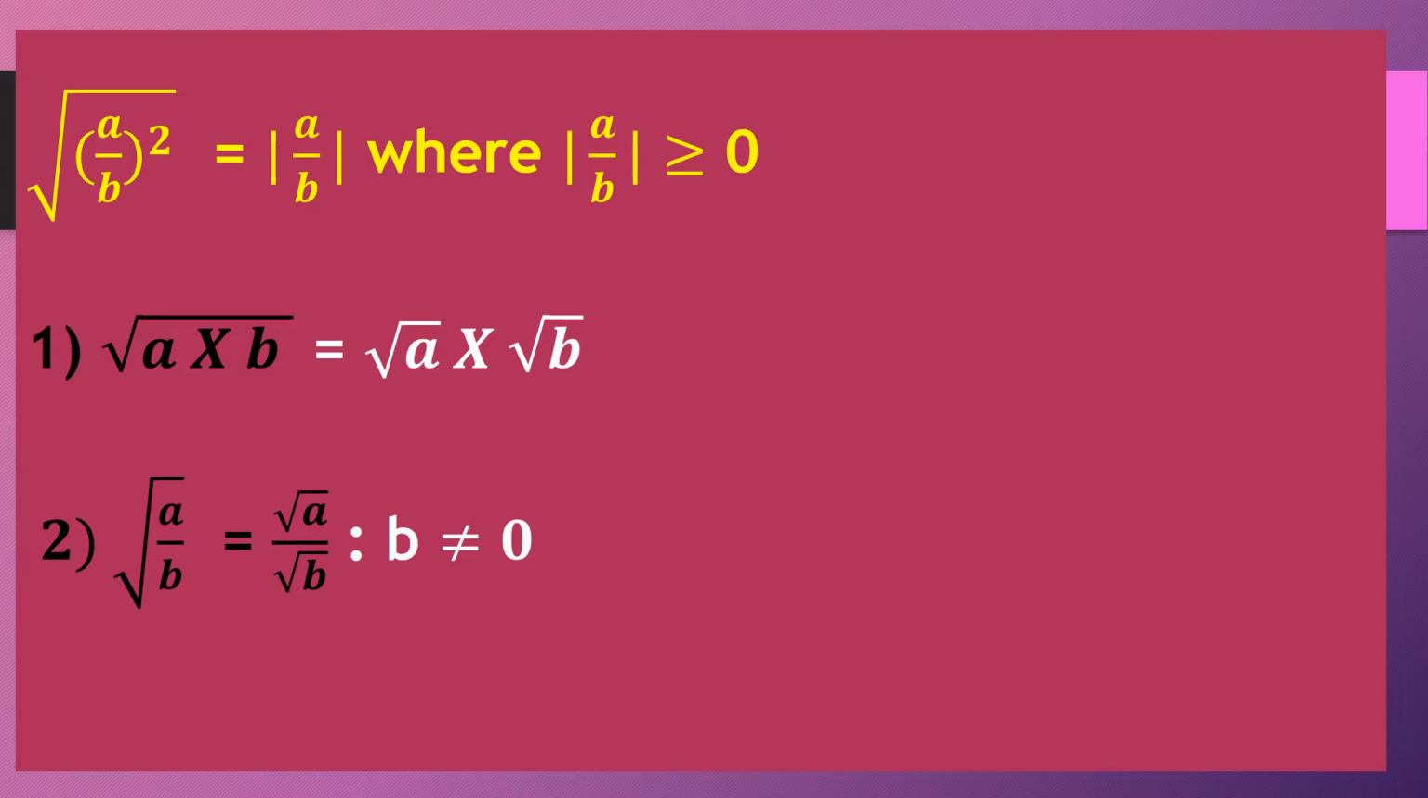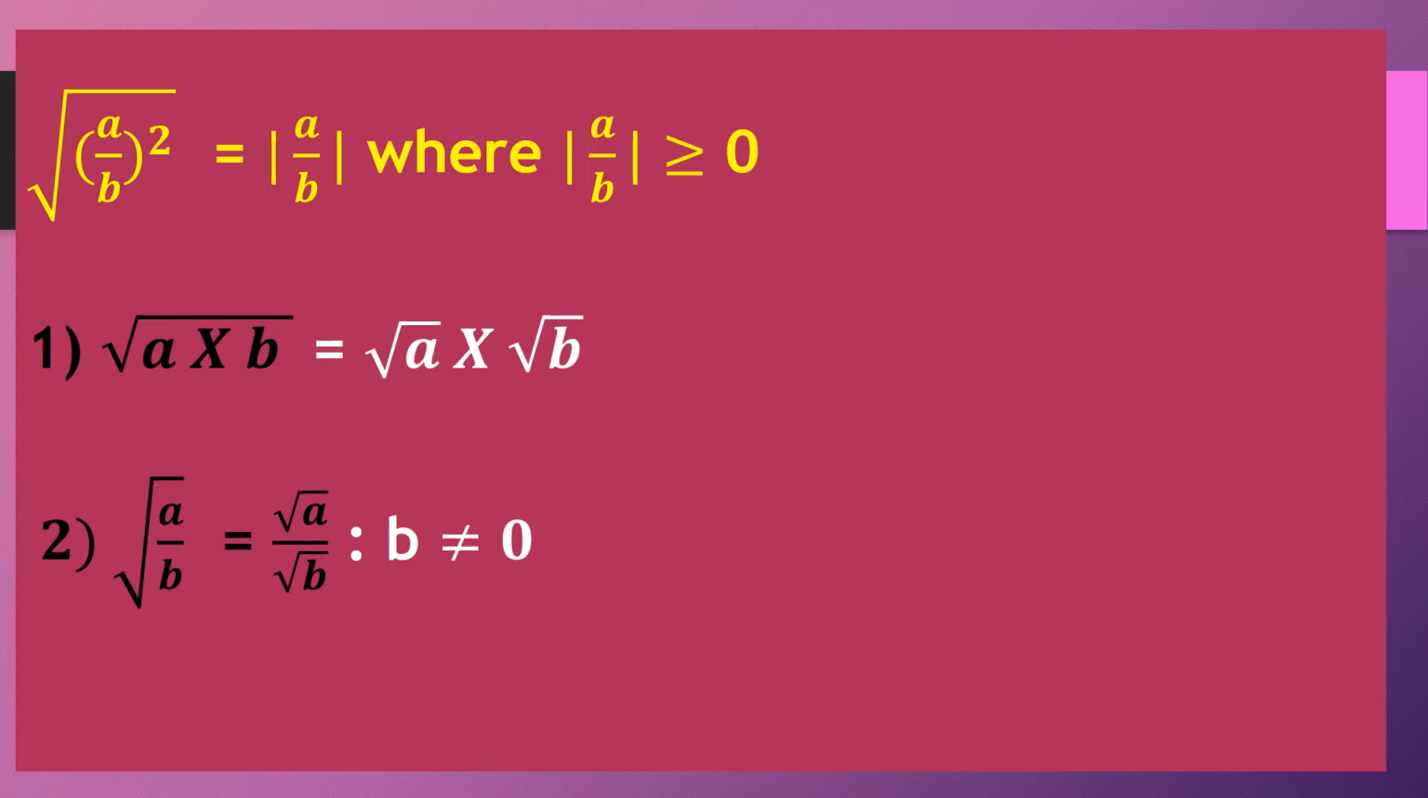If we have to find the square root of a over b all to the power 2, it means the absolute value of a over b, where the absolute value of a over b is greater than or equal to 0. Okay? For example, if we have 1 over 2 all to the power 2, to find the square root of this number, it will be 1 over 2 only, the absolute value of 1 over 2.